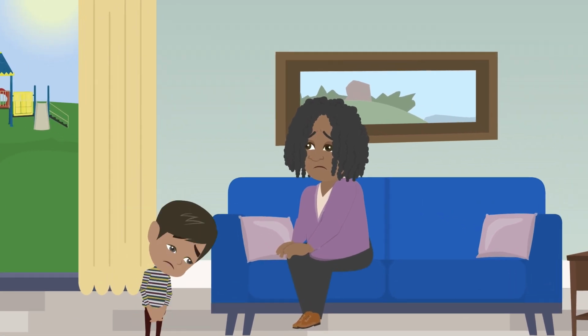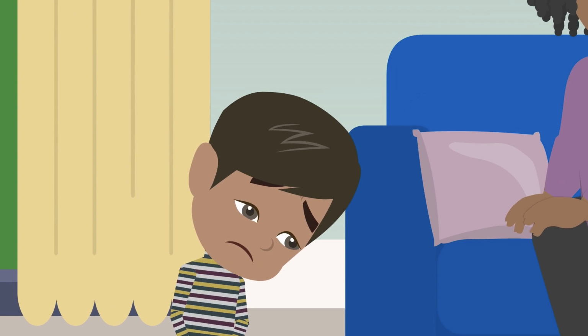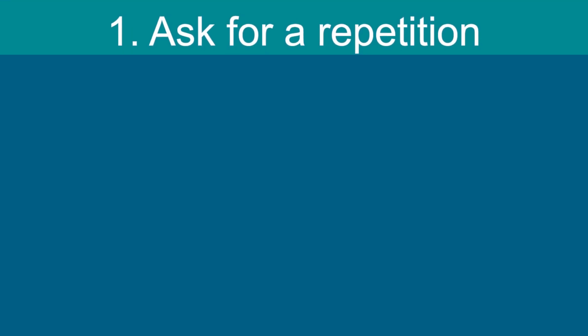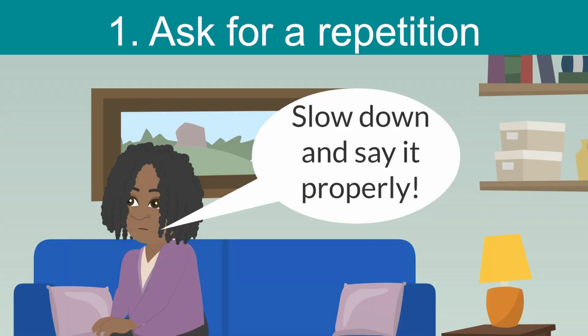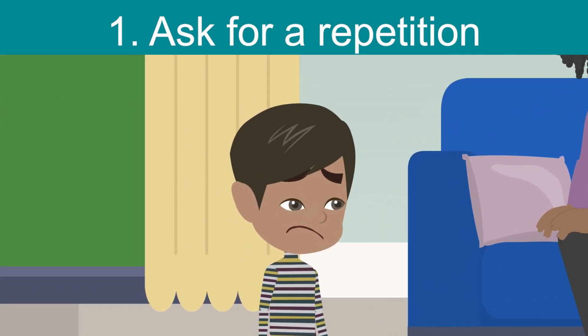Sometimes, when you cannot understand your child's speech, it's frustrating for both you and your child. So here are 5 tips you can try to reduce frustration. First, if you didn't understand anything your child said, ask for a repetition. Like, can you tell me that again? When you ask your child to repeat, don't ask them to slow down or ask them to correct themselves. Doing this can interfere with the conversation and make your child discouraged.